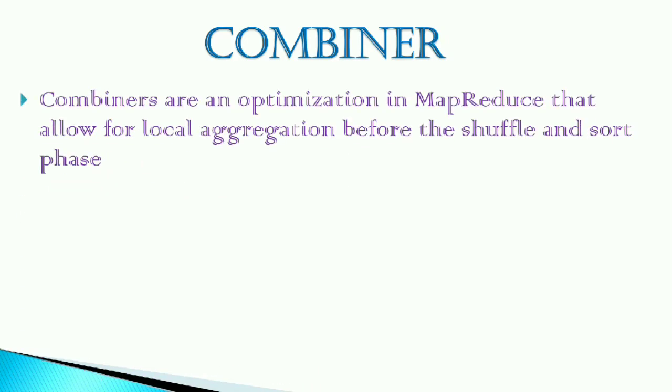Combiner. Combiners are an optimization in MapReduce that allow for local aggregation before the shuffle and sort phase. When the map operation outputs its pairs, they are already available in memory. For efficiency reasons, sometimes it makes sense to take advantage of this fact by supplying a combiner class to perform a reduce type function.